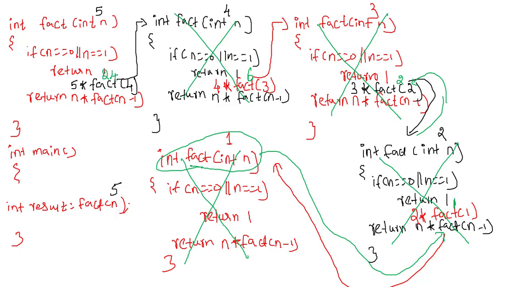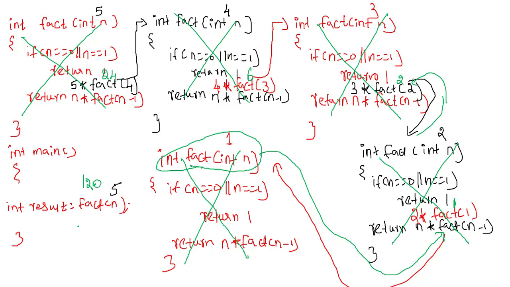5 into 24 is 120. So this function will return a value called 120. This function is called by this place, so it stores the value 120 in the variable result. Then it prints the result value as 120. This is how recursion works. Step by step, it calls a function.